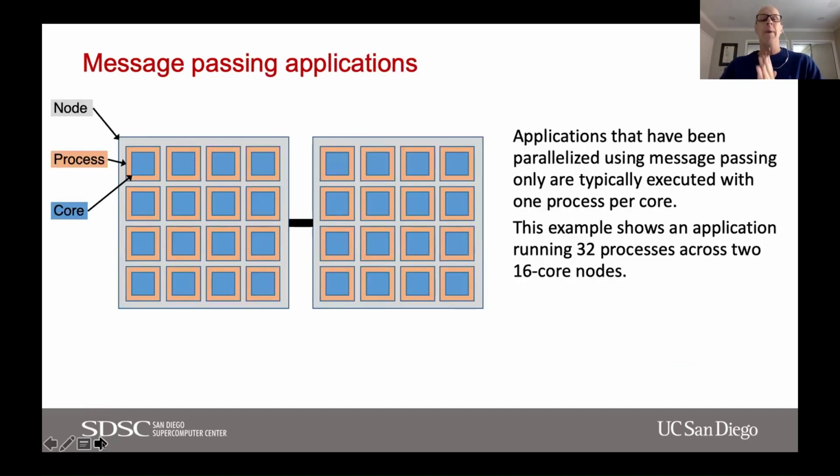If we have a pure message passing application, so say just parallelized using MPI, we would run typically 1 process per core. This example shows how an application running 32 processes could be executed onto 16 core nodes. So again, we have 1 process running on each core.